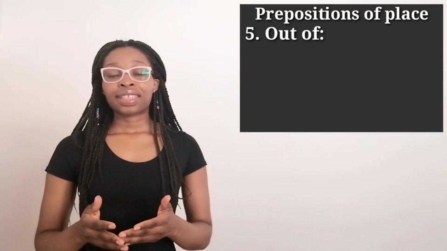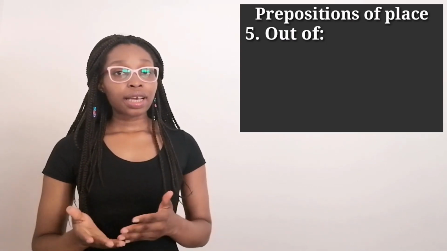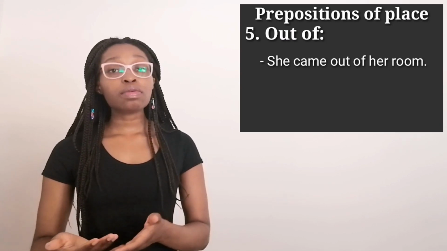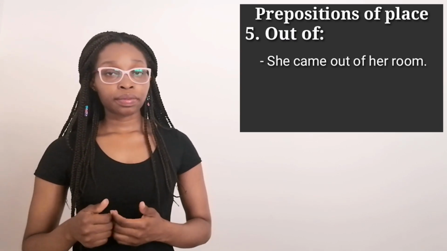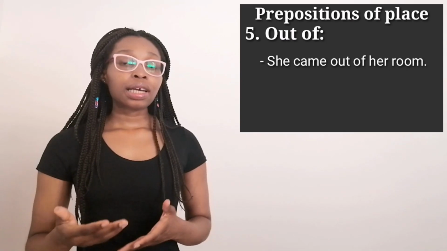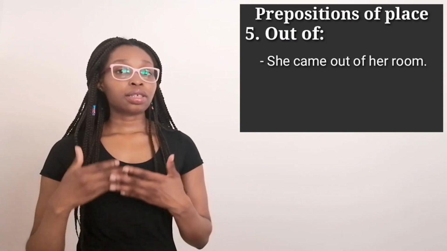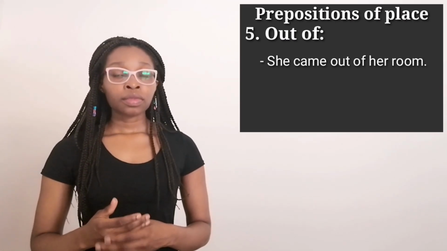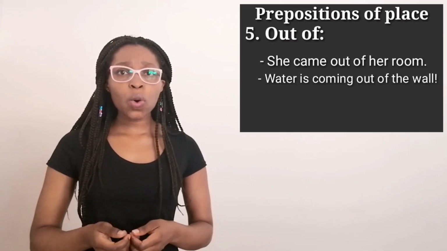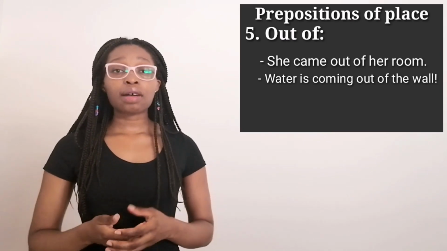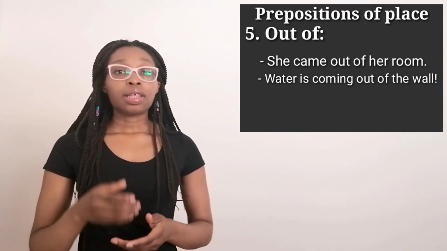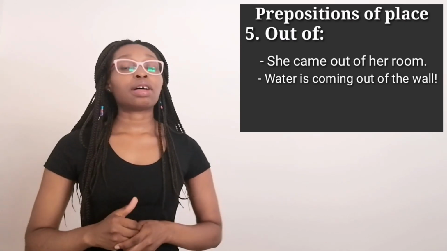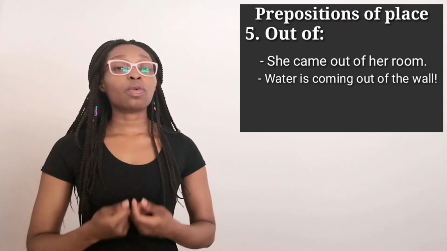Okay. Out of, si esce da. She came out of her room. Lei è uscita dalla sua camera, dalla sua stanza. Water is coming out of the wall. L'acqua sta uscendo dal muro. Water is coming out of the wall.